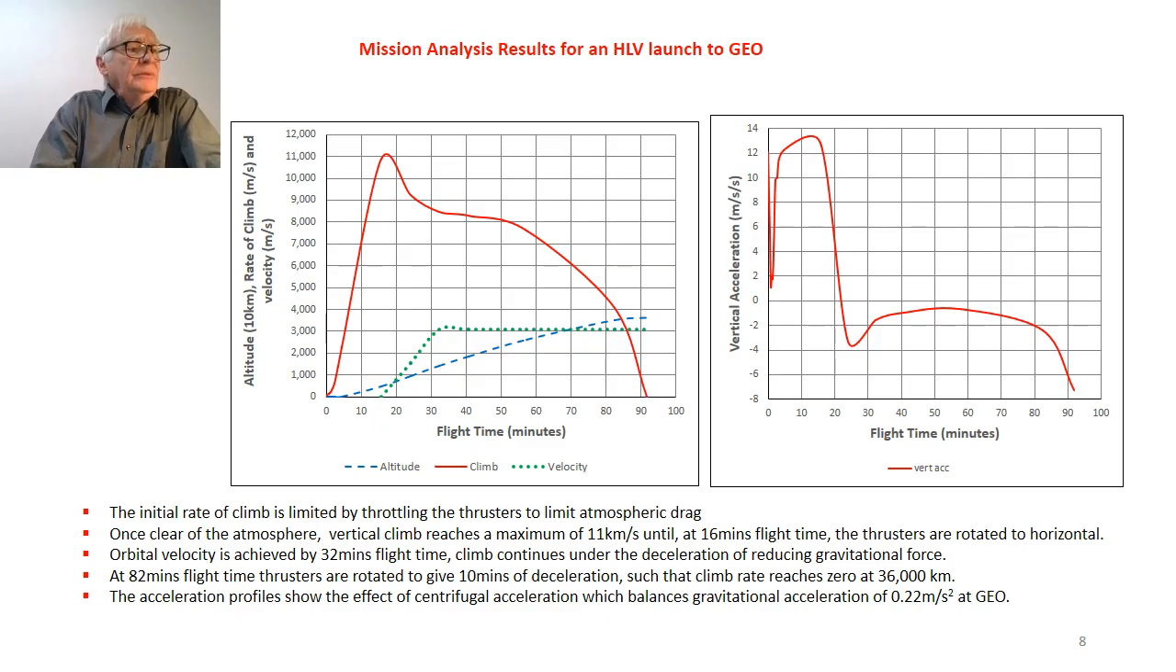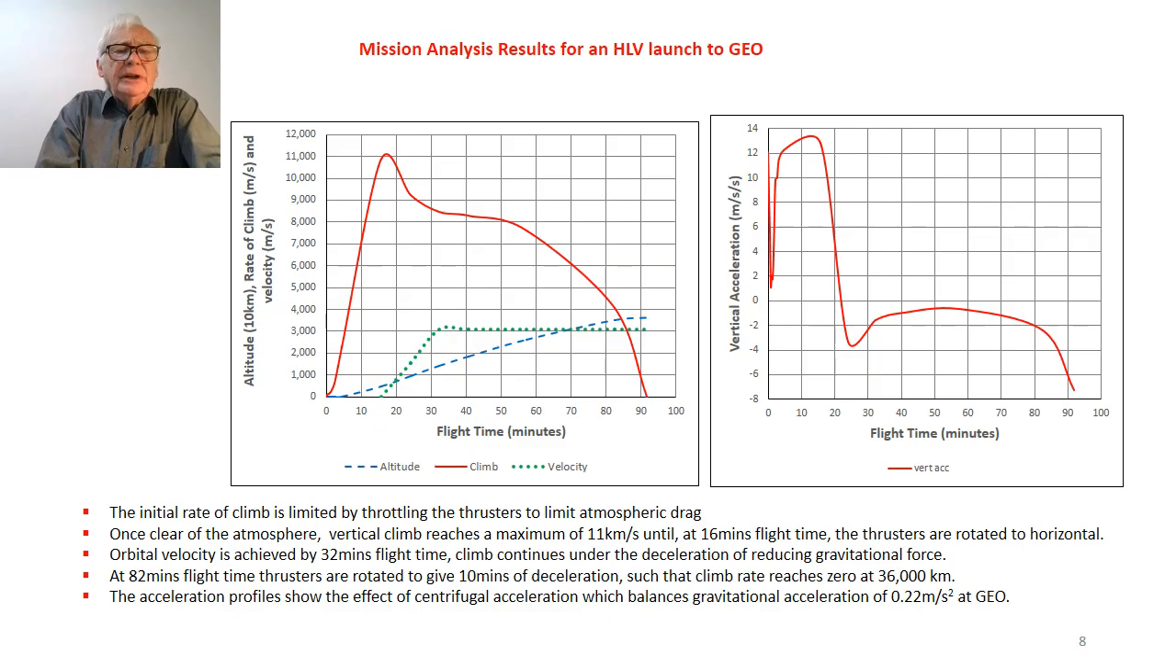And we actually have a maximum vertical acceleration, which you can see on the right-hand graph, of about 1.3 g. So this is a gentle launch profile and therefore reduces stresses on whatever payload it is that you're carrying.